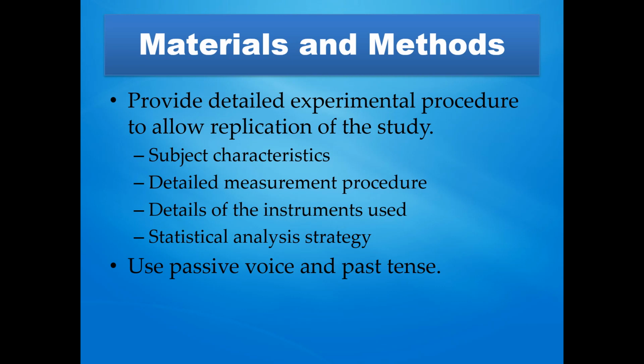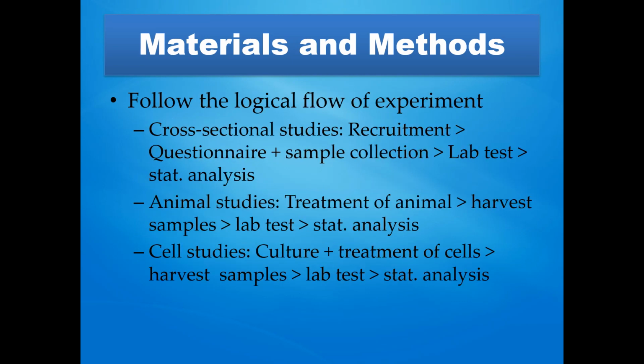Some of the very important components in materials and methods include subject characteristics, if you are dealing with populations, interventional trials, observational studies, detailed measurement procedures, details of instruments used, and statistical analysis strategy. In the materials and methods, usually we use passive voice and past tense. The materials and methods should be written following the logical flow of experiments.